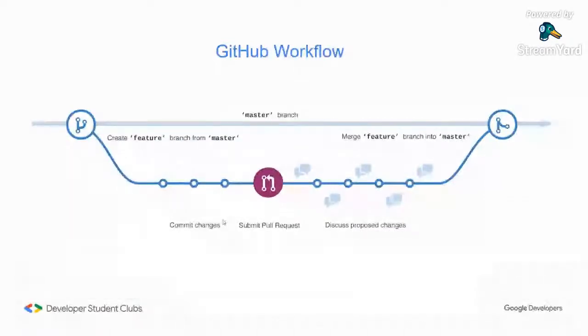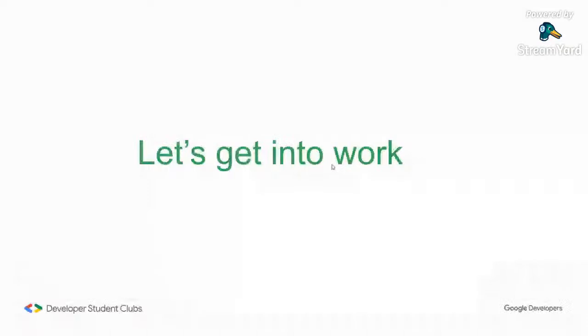Once you submit a pull request, one of the maintainers will review the code that you have requested. If they have any suggestions or want you to make any changes, there is a whole lot of discussion of proposed changes that goes on. Finally, if they accept everything, they will merge the feature branch into the master so that your code gets added to the main branch. This is the actual workflow of GitHub. This is the end of our presentation. Now let's get into work.